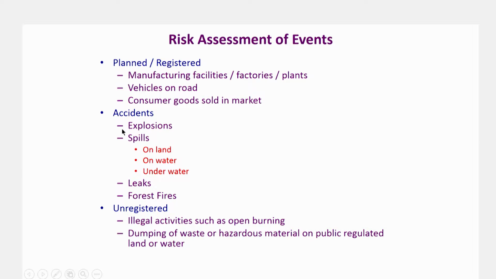And then there is dumping of waste or hazardous material in public regulated land or water. This is similar to when you see a garbage dump, and people don't go and throw garbage in it, they throw it outside. So, it is an equivalent of that, and this can happen. So, these are the three kinds of events that one must keep in mind when we plan for these kinds of things. We cannot plan for unregistered events, but we can definitely plan for accidents in what we call emergency management, response management. This is a worst case scenario and should be planned for, and designed, when we come to environmental management.